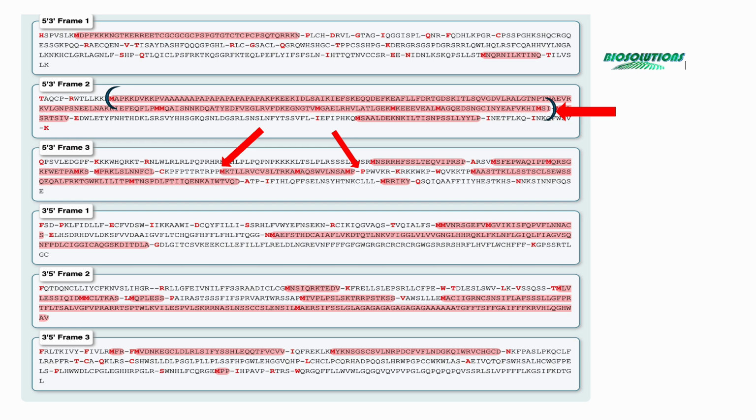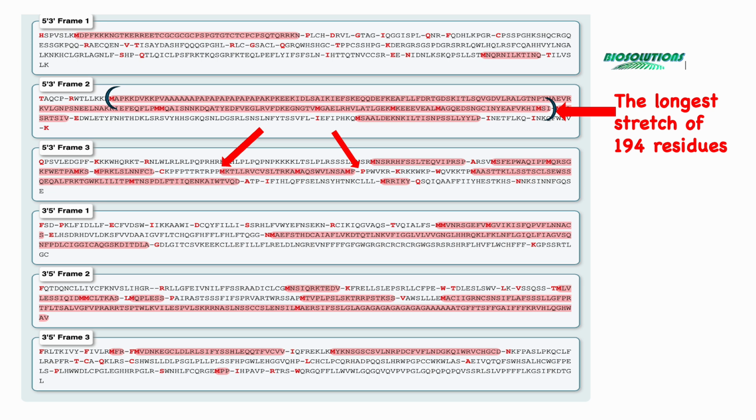With a careful look at all the 6 frames, we can make out that the longest uninterrupted stretch is present in the 5' to 3' frame 2, which is for 194 amino acids, which means that this is most likely the correct ORF, which actually gets translated in a live cell, while the other options are smaller stretches and are not likely to get translated.